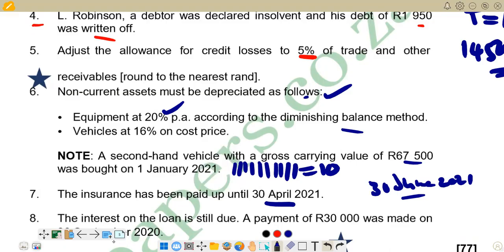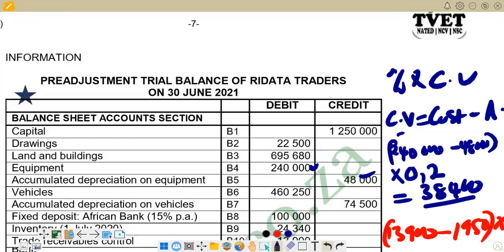And this vehicle, if you come back here, it's already inside here because these balances are on 30th June 2021. So this balance that we have for vehicles for the cost, 460,250, includes that amount of the vehicle that was bought along the year. So we want to remove it from this figure so that we are left with the vehicles that stayed in the business for the whole year. Then we calculate the depreciation for those vehicles. And that one that was bought, we calculate the depreciation on its own, and then we apportion in terms of the months that it stayed.